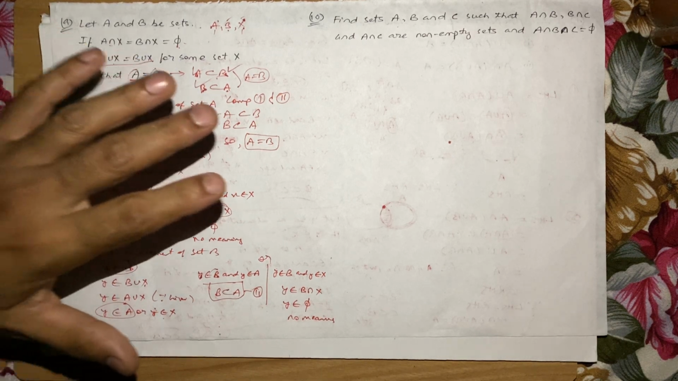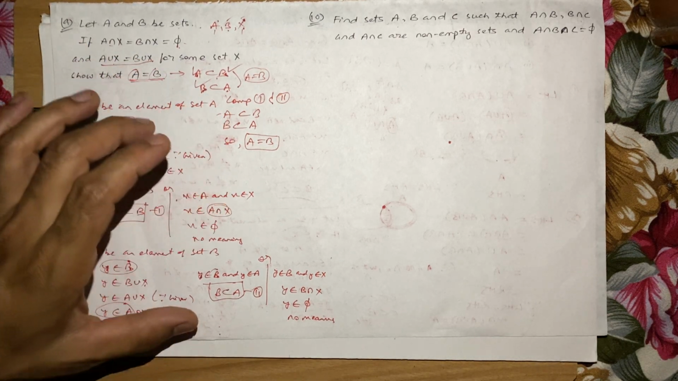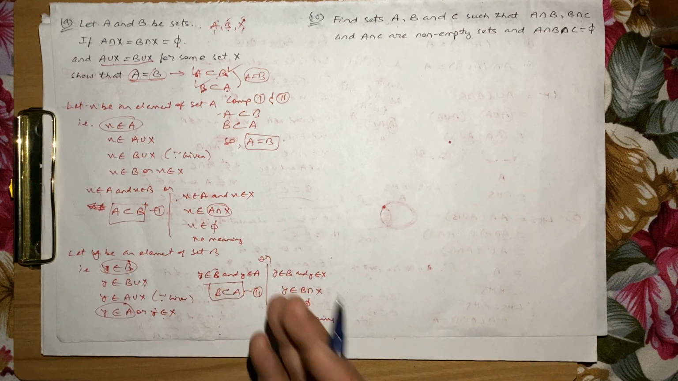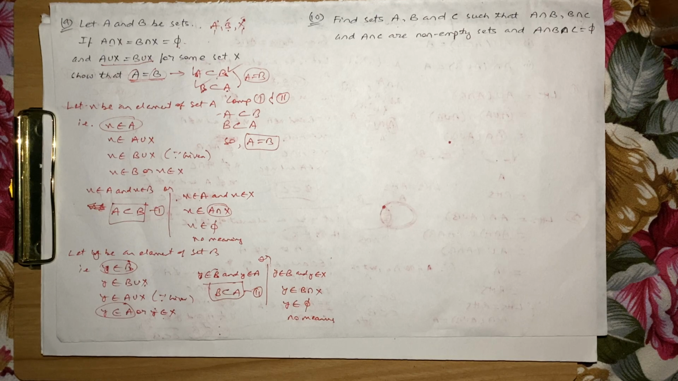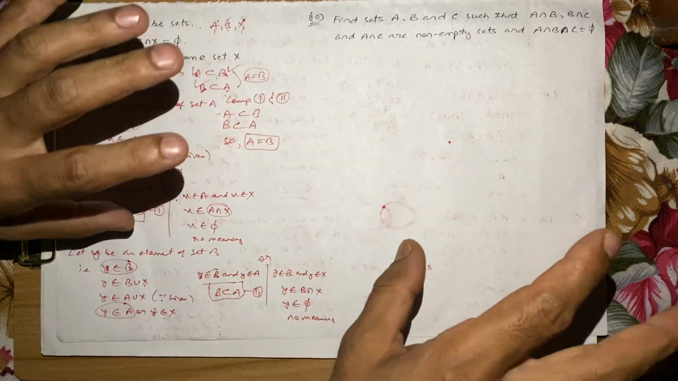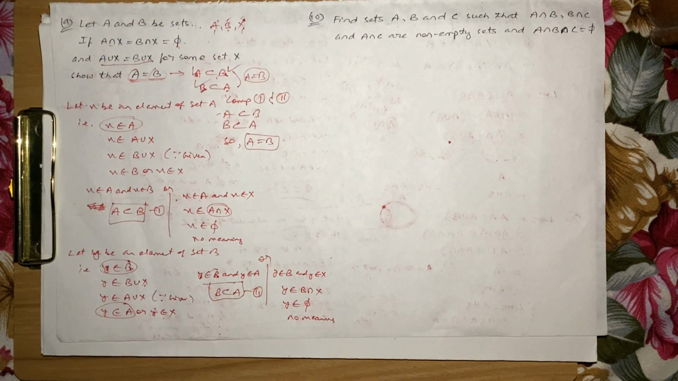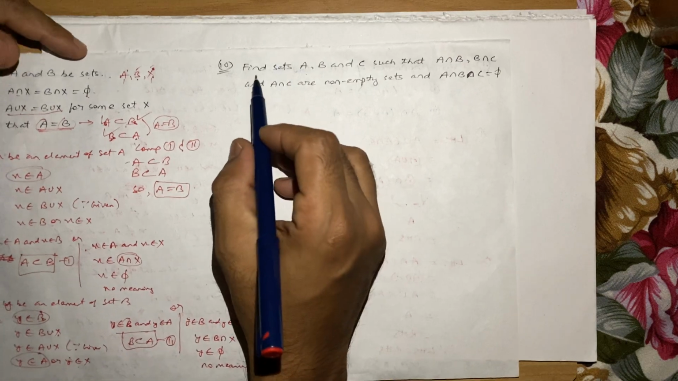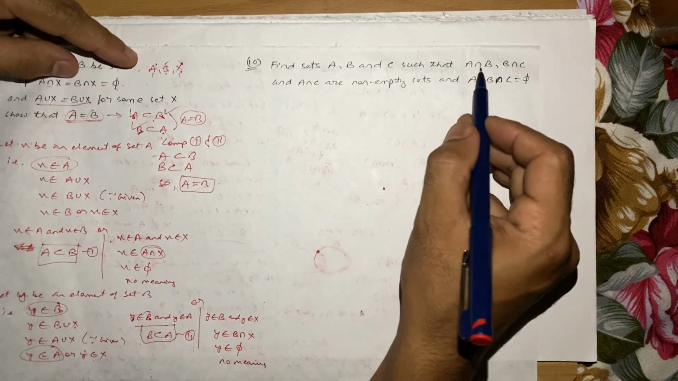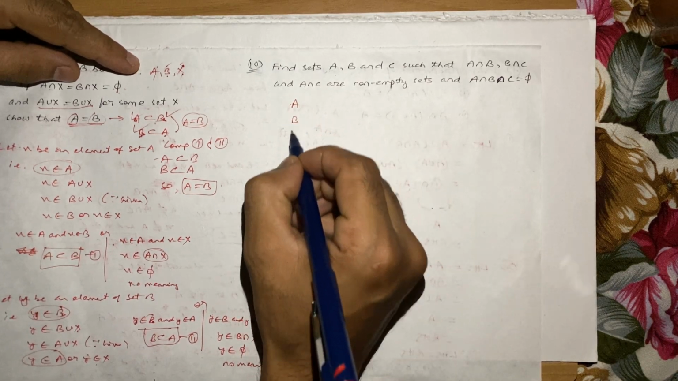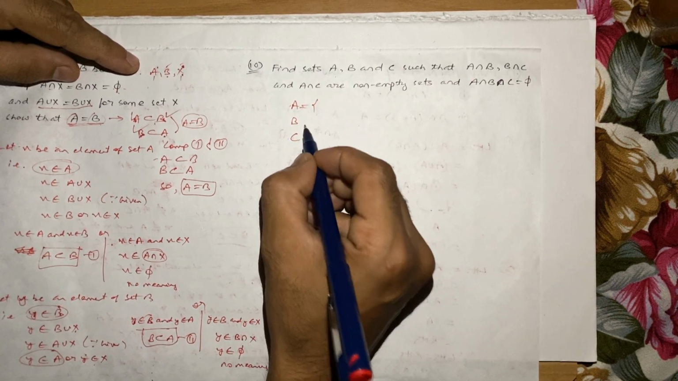So always try to focus on this type of questions because this will enhance your understanding and this will also come in your exams for sure, and this will help you to understand or visualize sets in terms of Venn diagrams, in terms of roster form and everything. Now let's do the last question. Here it says find sets A, B and C such that A intersection B... A, B and C are 3 sets. There will be some elements, let's say.